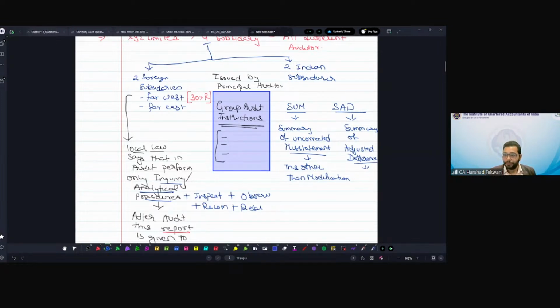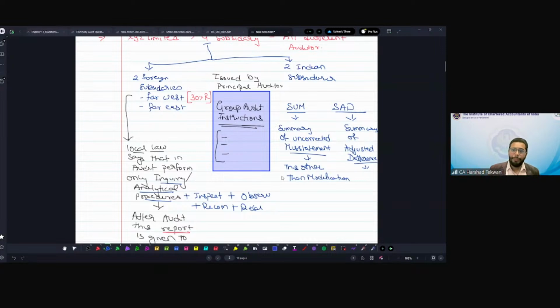So in this case, either issue a modified opinion, or if there is a limitation on scope and you cannot do anything, every door is closed, then a modified opinion or disclaimer of opinion, based on the materiality levels and pervasiveness. Clear? Clear, sir. Okay.